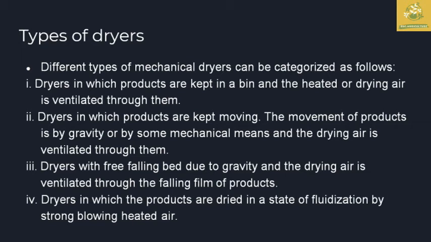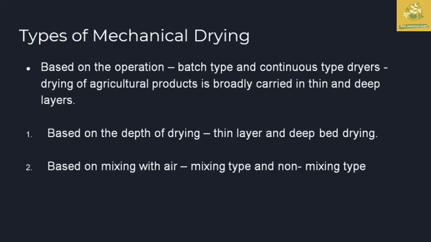Then there are the dryers in which the products are dried in a state of fluidization by strong blowing of heated air in the mechanical dryers. And now we can see the types of mechanical drying machines. Based on the methods of operation, they can be classified as batch dryers as well as continuous type dryers, and based on the drying of agricultural products, they are basically classified into two types, which are thin and deep layers.